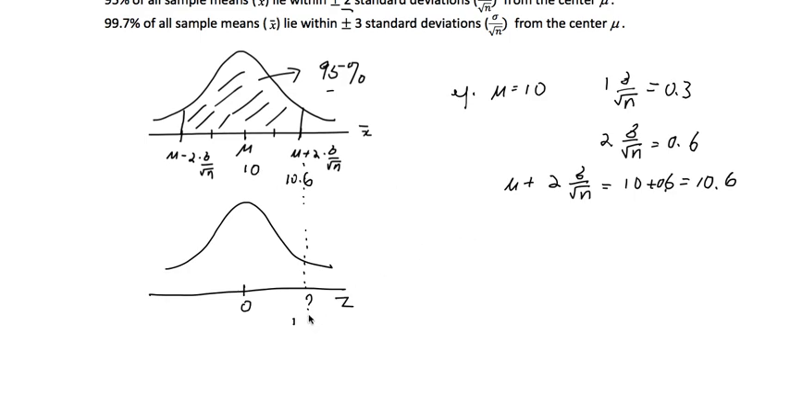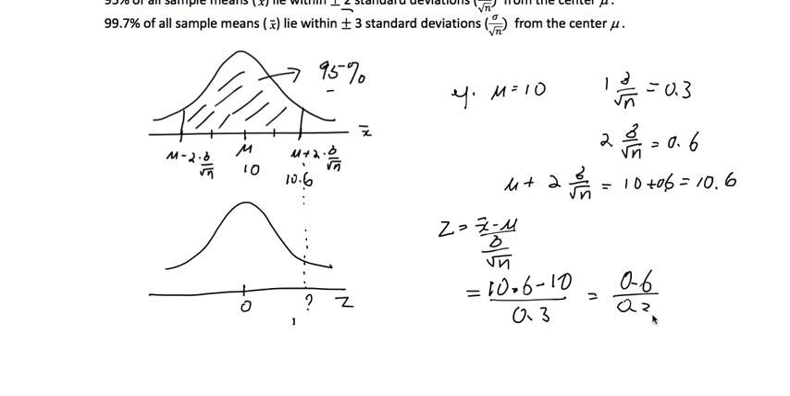Now, what is this Z value that corresponds to 10.6? So we use this formula. Let's rework the numbers again. So x bar, 10.6, minus mu, 10, divided by 0.3. This is 0.6 divided by 0.3. This is 2. So this mark, mu plus 2 standard deviations, corresponds to the Z value of 2.